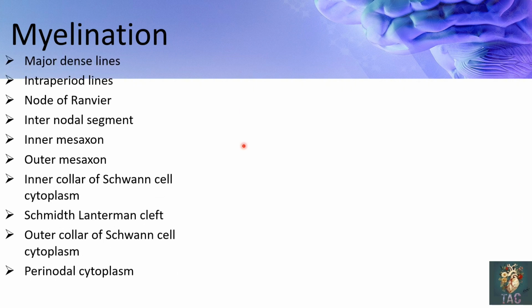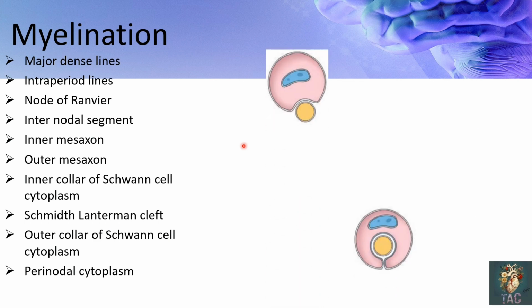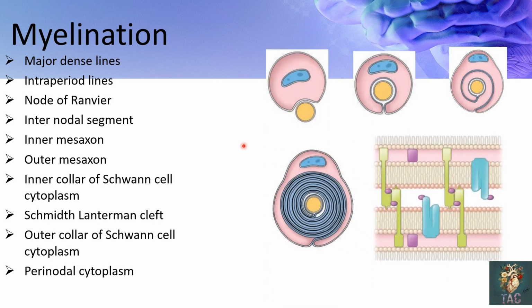During the process of the myelination, there are certain terms which I am repeatedly using. So what are these terms? Now let's explain these terms. First is the major dense line. You should remember that when this axon is present in a groove of the Schwann cell, and when the Schwann cell's membrane meet and fuse, they form the inner mesoaxon.